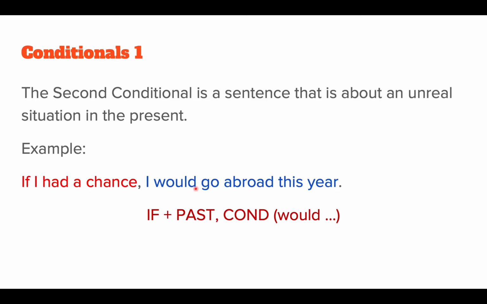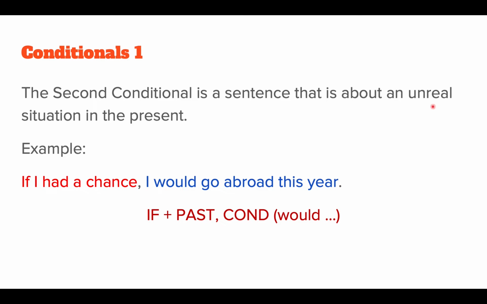And the second conditional is a sentence that is about an unreal situation in the present. What is that? Let's see an example. If I had a chance, I would go abroad this year. It's very similar to the first one. But if you remember, in the first one, this was present, right? And now it's past. If I had a chance. In the first conditional, this was will. And now it's would, right? I would go abroad this year.